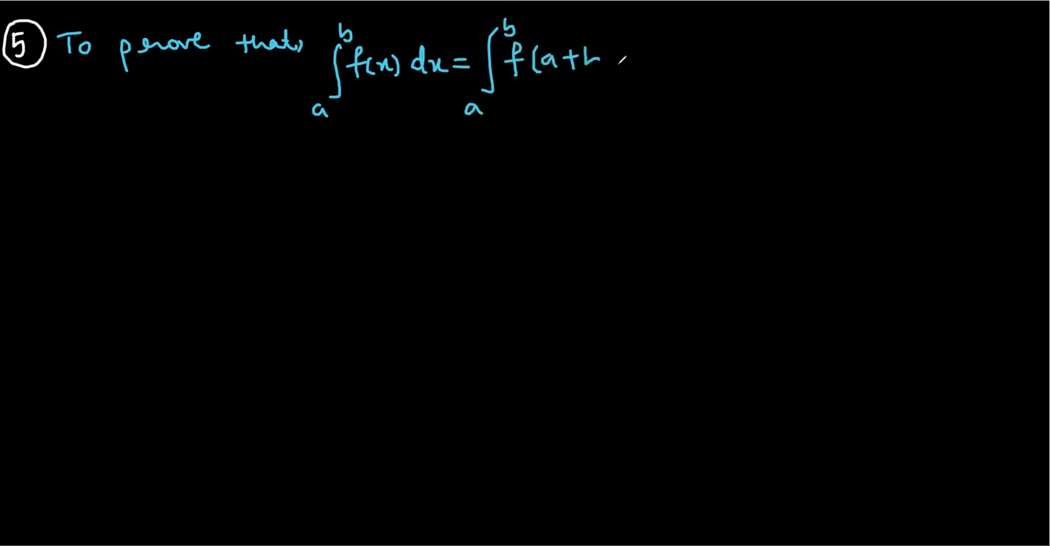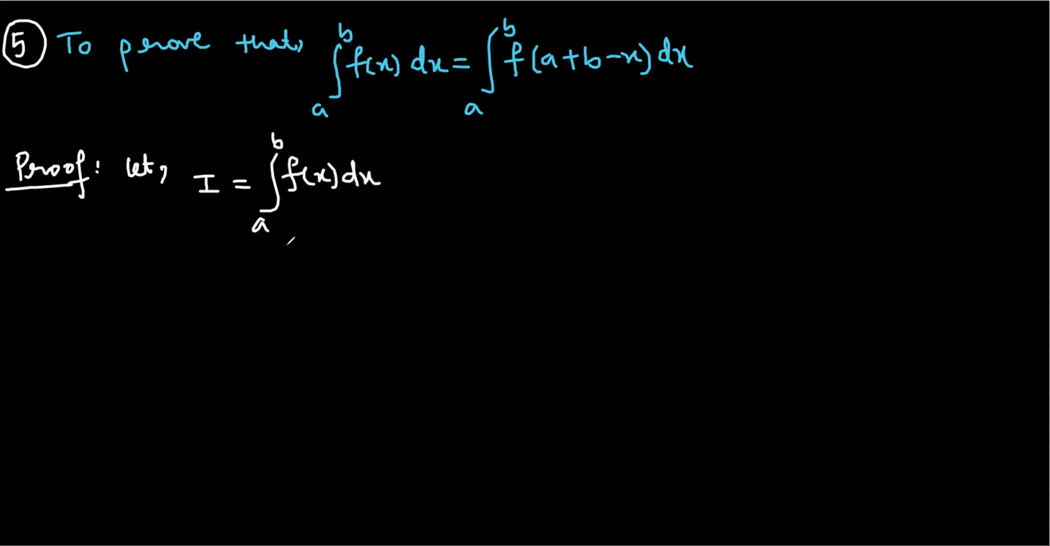Now we will begin with property number 5. The fifth one is to prove that integral a to b f of x dx equals integral a to b f of a plus b minus x dx. So I shall begin with the left hand side. I will begin with the proof, and as you know, I'll write let I equal to my left hand side, which is integral a to b f of x dx.